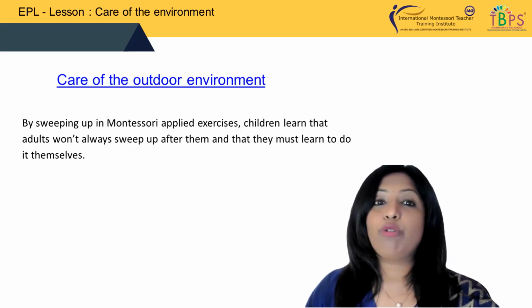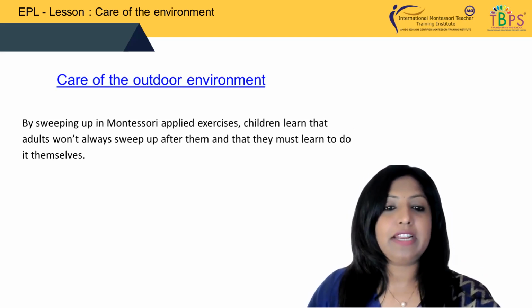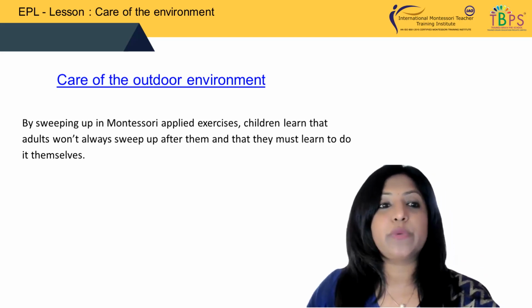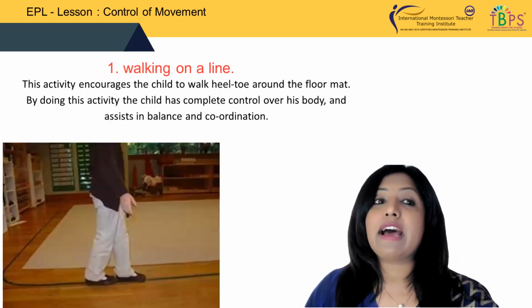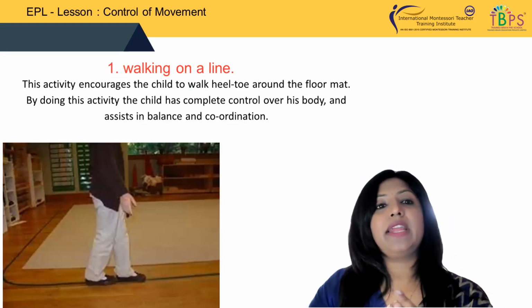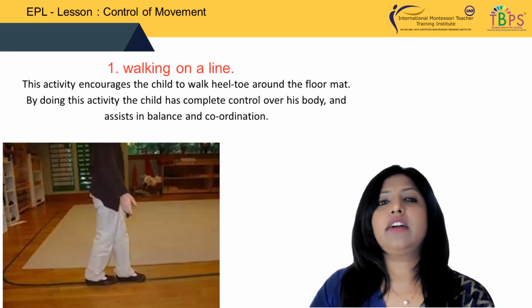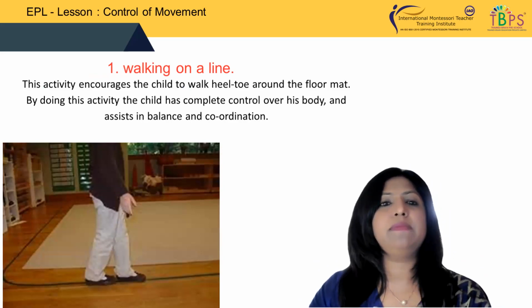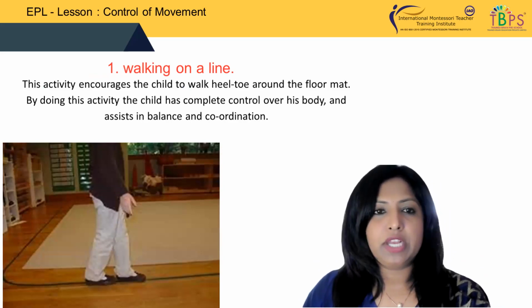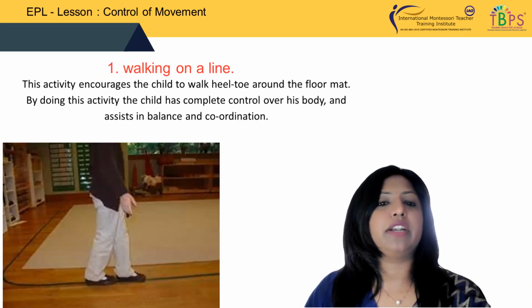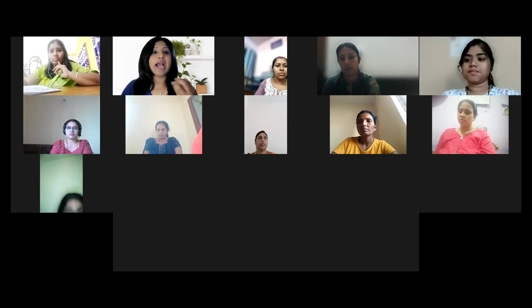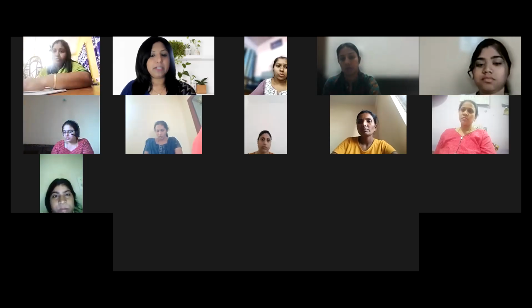Now, as I said, outdoor sweeping is important, right? If I have dried leaves, I can sweep them out. Walking on a line, this is my control of movement exercise, I could say. Under control of movement, what comes is a very small one. So this altogether comes into a different exercise for me, so I have to consider that in my third part.